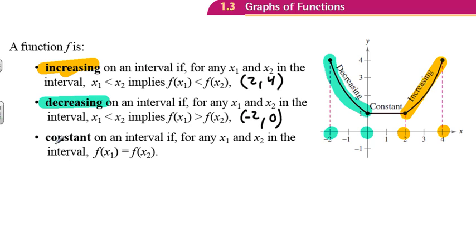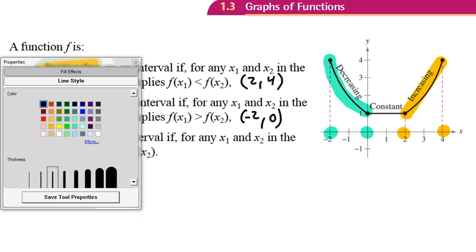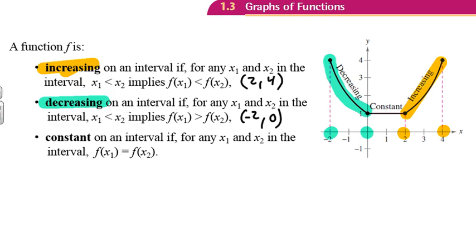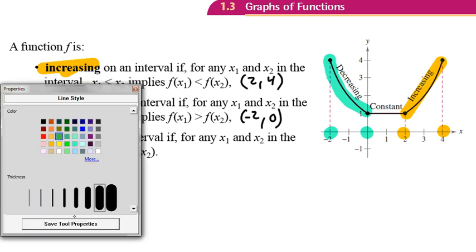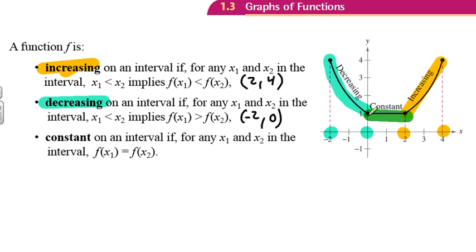And lastly, when is it constant? You can just see when it flatlines. I'll get another cool color here. This is when it's constant, and that happens from 0 to 2. So these are the intervals, and you can see the colors right there. So let's do an example now.